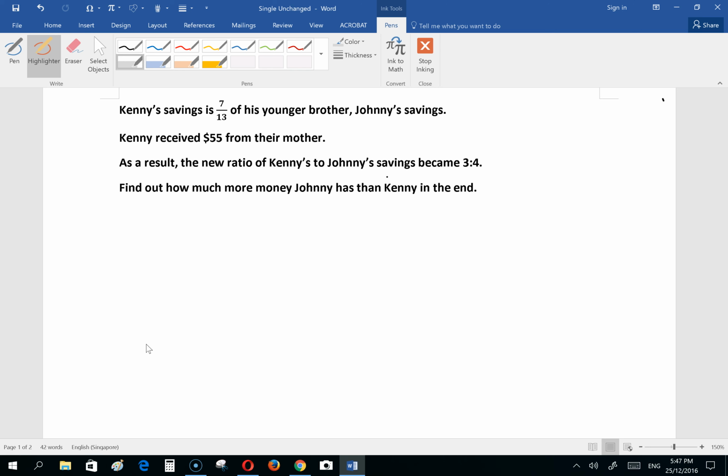Step 1, we need to identify that this question is a before, change, after problem. Let's identify the statements. Kenny's savings is 7 out of 13 of his younger brother, Johnny's savings. This was before. Kenny received $55 from their mother. This is the change. As a result, the new ratio of Kenny's to Johnny's savings became 3:4. This is the after.